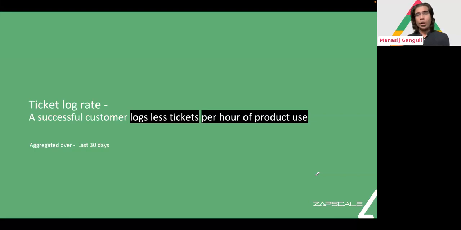Because if I don't look into the per hour of product use, I don't know if 5 tickets are good, or 7 tickets are good, or 10 tickets are good, or 2 tickets are good. I would argue that a customer is best if they're using your product every day heavily and not logging any tickets, which means they're not facing any issues, but they're using your product. They're the best customers. So we must always look into the number of hours your customers have used the product and compare the amount of tickets that they have raised based on that.